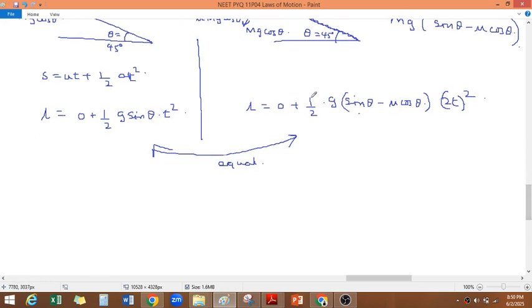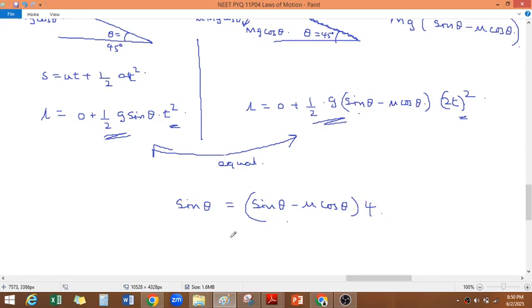That means 1 by 2 g will go away. So what is left is t square will also go away. So what is left is sin theta is equal to sin theta minus mu cos theta. That's all. Okay, because these terms will go away. 2 squared, 4 is there.